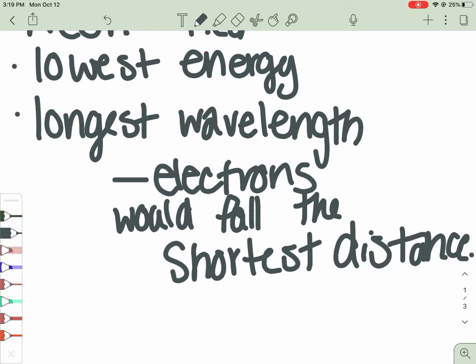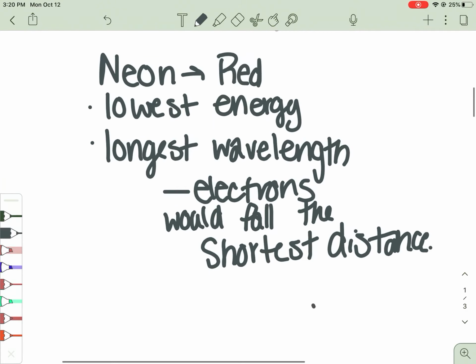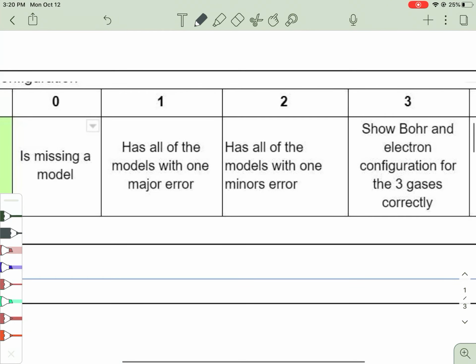Again, I don't really know if we understand how to do this section because unfortunately we didn't read the rubric. Please read the rubric. You're giving your teacher gray hair over here. If you have questions on that, let me know.